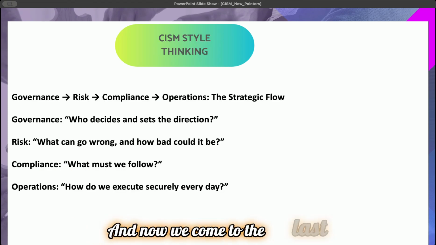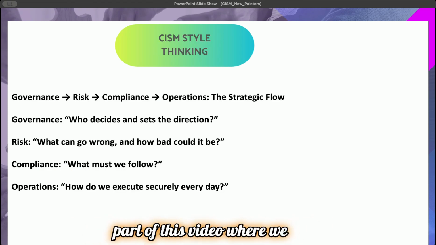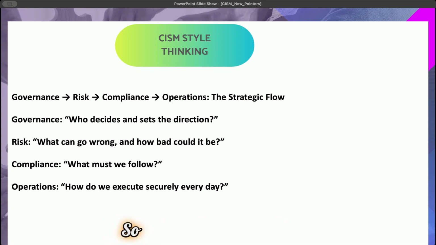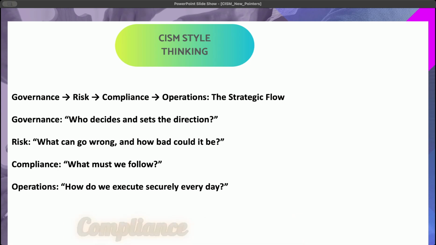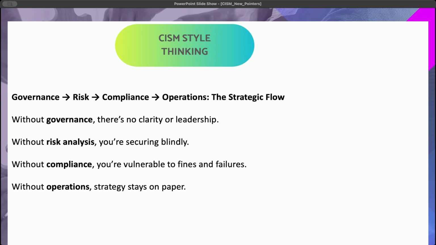And now we come to the last part of this video where we have to understand the strategic flow, that is governance, and then risk, and then compliance, and then operations. So GRCO. Governance is who decides and sets the direction. Risk is what can go wrong and how bad can it be. Compliance is about what must we follow, and operations is how do we execute securely every day.